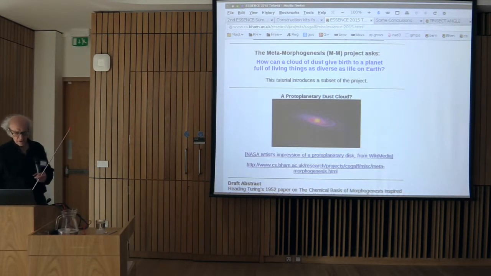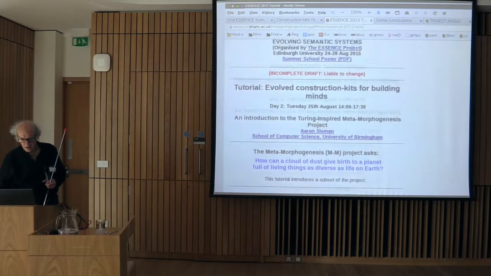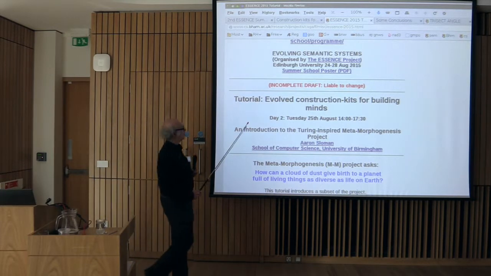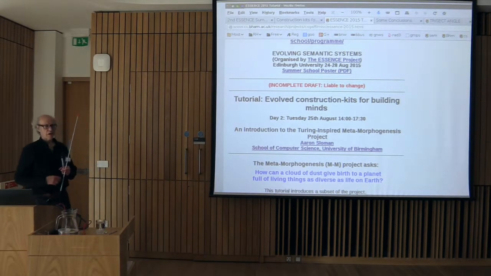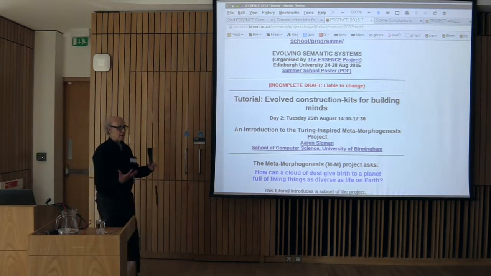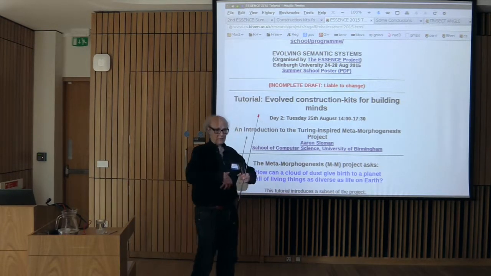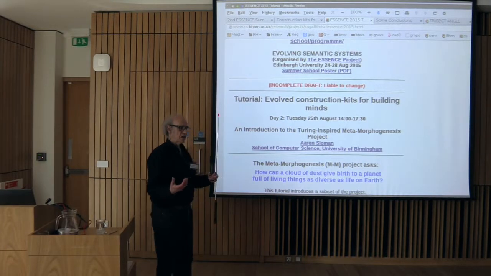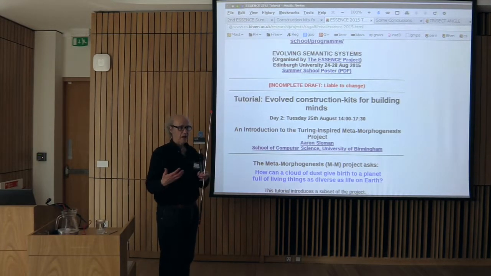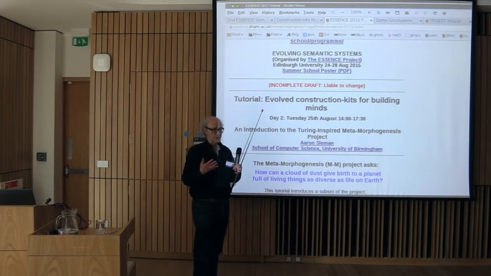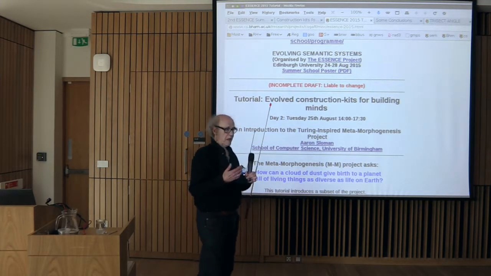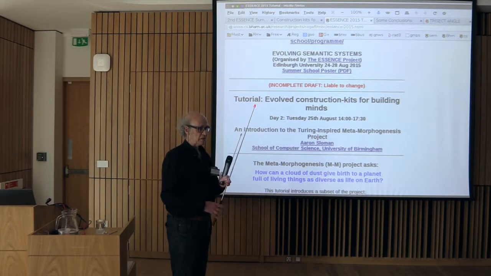So, this talk was advertised as being about construction kits. Can I go back? Evolved construction kits for building minds. Now, what's a construction kit? A construction kit is some apparatus that's got bits of stuff that can be assembled in various ways and which enables new kinds of apparatus to be constructed with new properties, typically. But there will be constraints on what you can build with any particular construction kit.